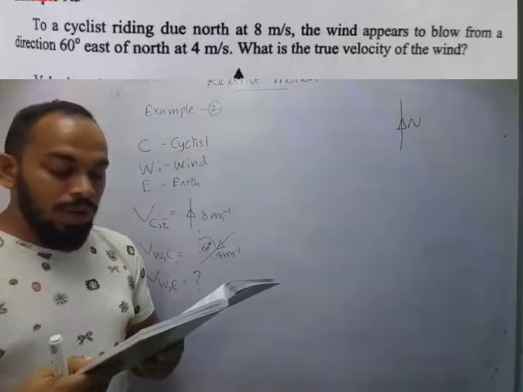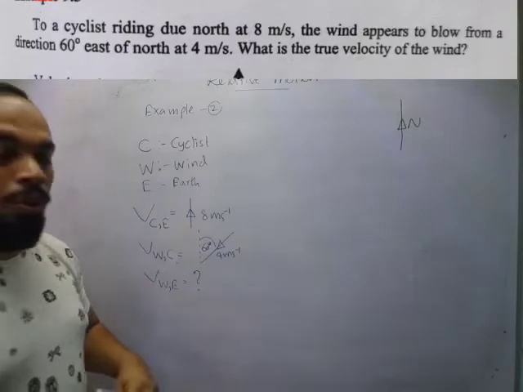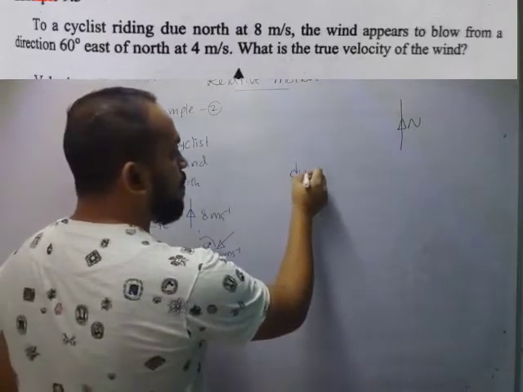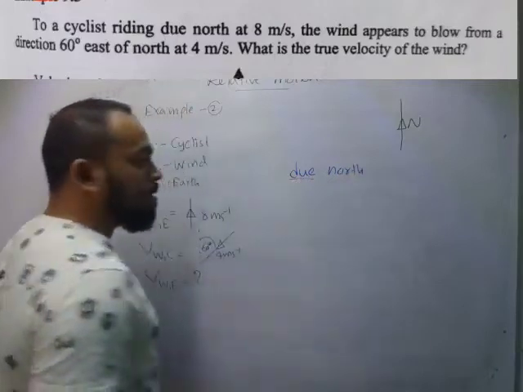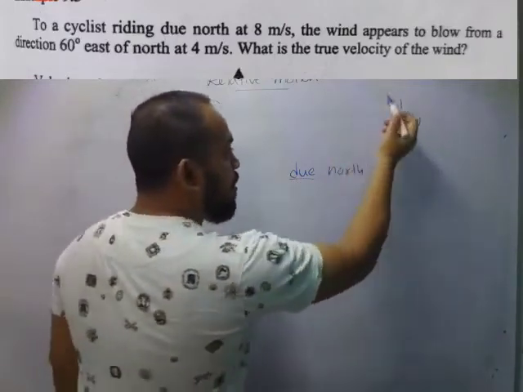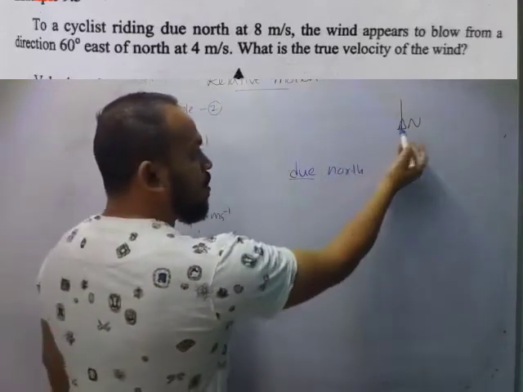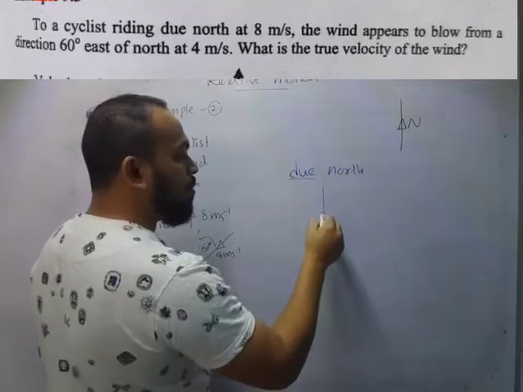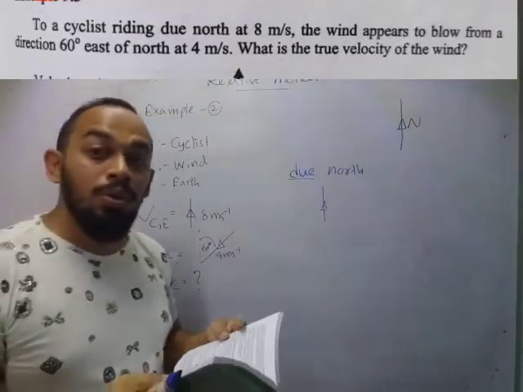To a cyclist riding due north at 8 meters per second. Due north, you can say that. This part represents the direction of the north, right? Due north. North is in this direction, so we have to get the direction. The cyclist is riding due north.